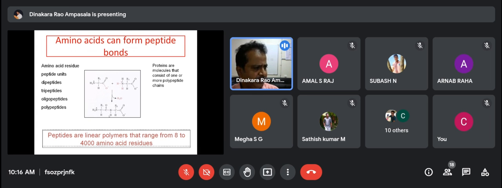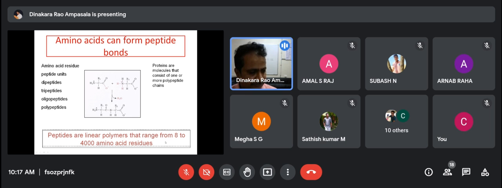Here you can see an amino acid and another amino acid join together by losing a water molecule and forming a peptide. The red bond here is the peptide bond. In this way they become a dimer, a trimer, an oligomer, and then peptides or polymers. Peptides are linear polymers and range from 8 to 4,000 amino acid residues.